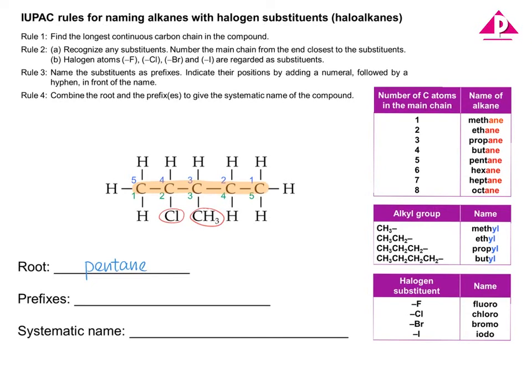Then the prefixes are 2-chloro and 3-methyl respectively. Also, we have to consider the alphabetical order of the first letter of the substituent names to decide which prefix comes first. As chloro comes before methyl, the prefixes are 2-chloro, 3-methyl. Finally, combine the prefixes and the root to give the systematic name. So the systematic name of this compound is 2-chloro-3-methyl pentane.